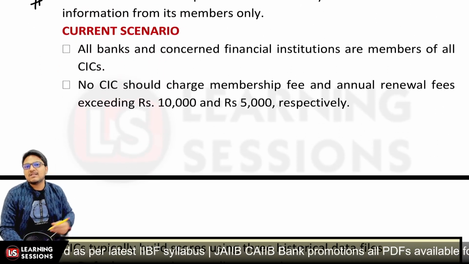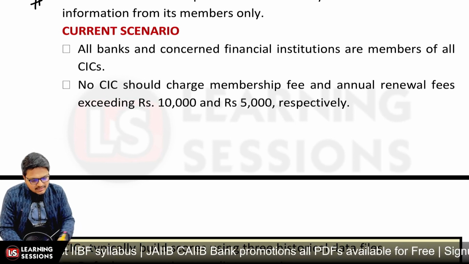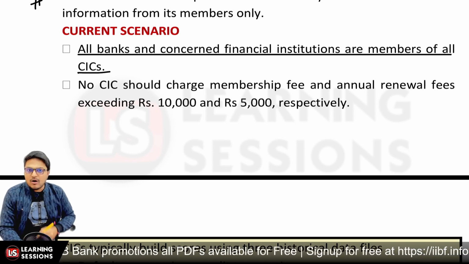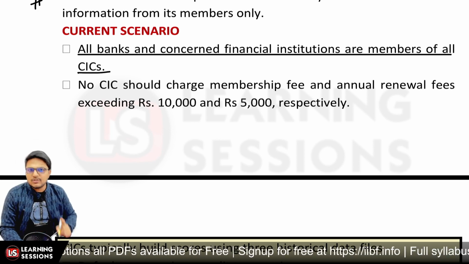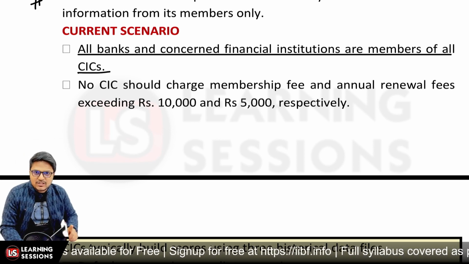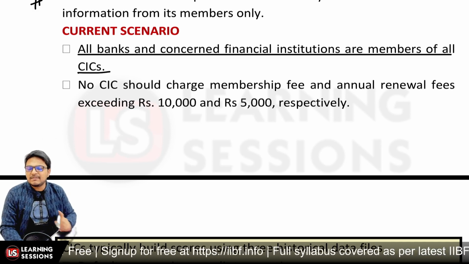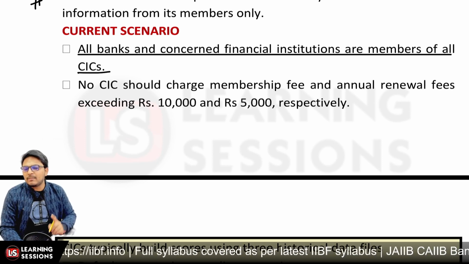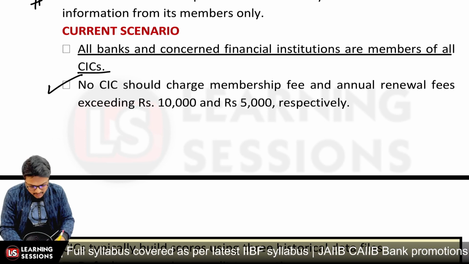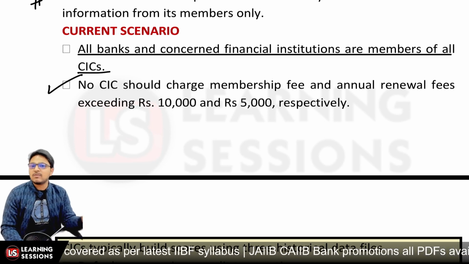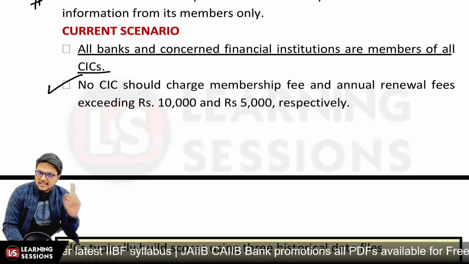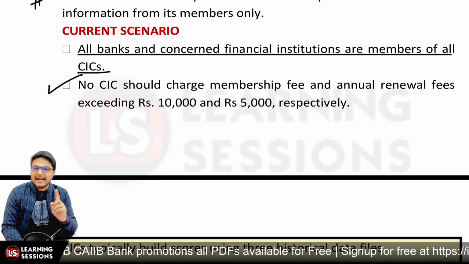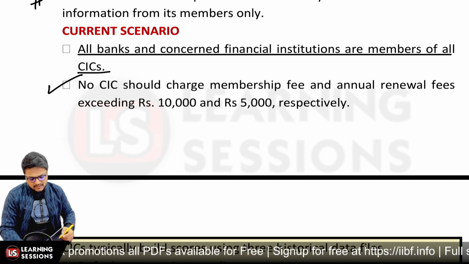Now let's have a look at the current scenario. Now all the banks and concerned financial institutions are to be members of all the CICs. It's mandatory that all the banks and financial institutions become members of all the CICs, and no credit information company can charge any membership fees exceeding rupees 10,000, and they cannot charge any annual renewal fees of more than rupees 5,000, right? So this is also a rule right now, that if you are taking membership, it's mandatory that you take the membership of all the CICs, but still the membership fees cannot be more than 10,000 and annual renewal fees cannot exceed rupees 5,000, right?